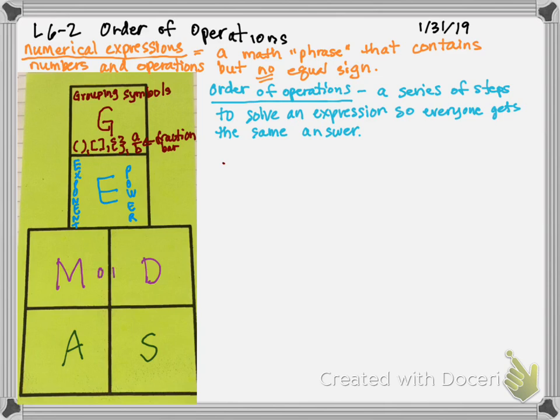But the reality is, I'm going to multiply or divide as I read from left to right. So it's not about multiplication comes first, it's about which of these two operations shows up first in the problem as I read it from left to right, and that's going to be the one I'm going to solve.